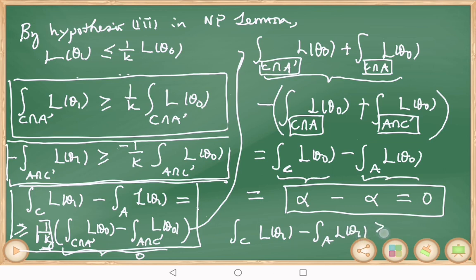You finally prove that the power to reject the null hypothesis under the alternative for region C is greater than or equal to the power to reject the null hypothesis under the alternative for region A. Right, so this concludes the proof. I hope it's been clear enough.